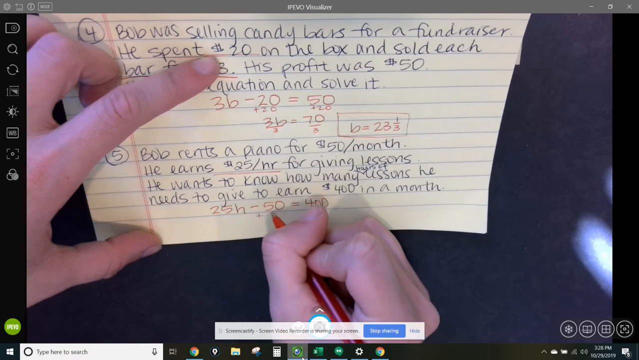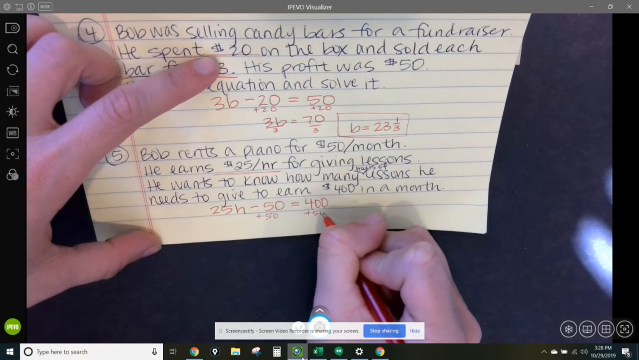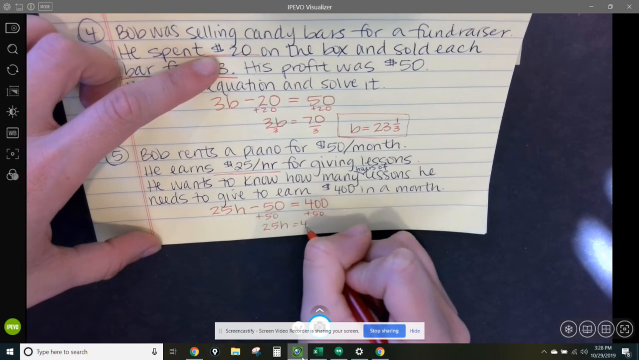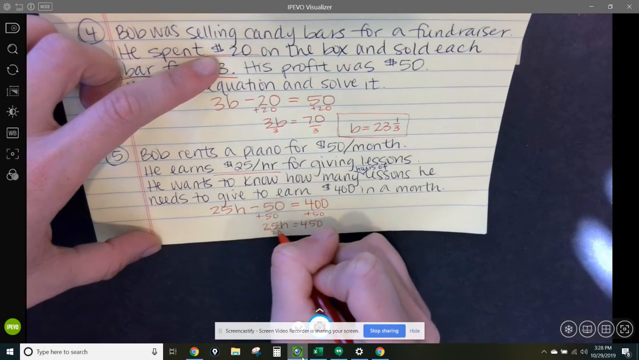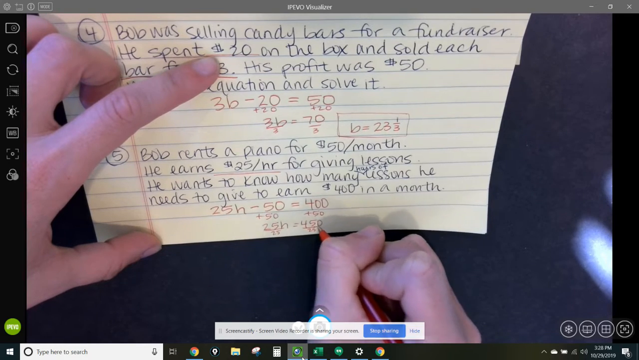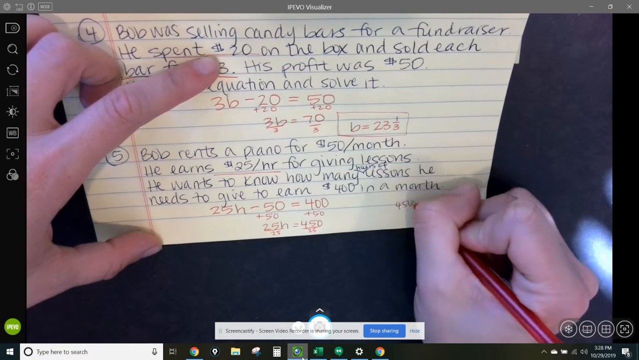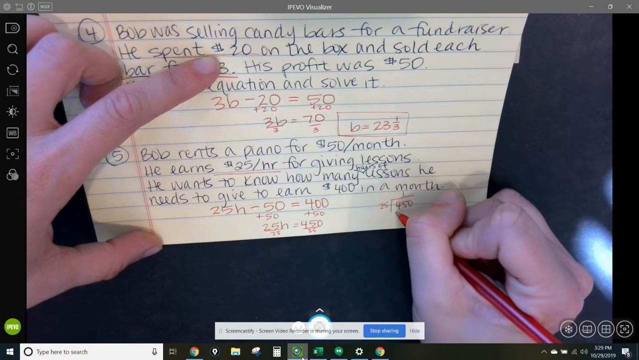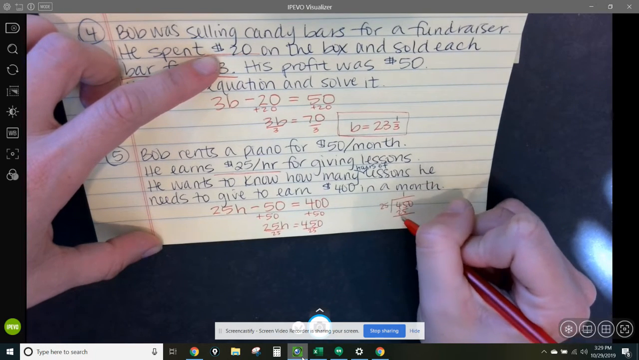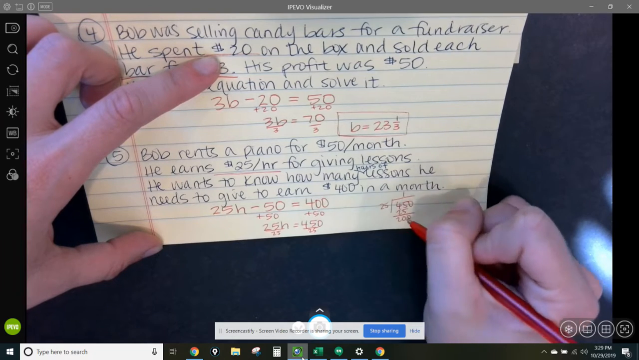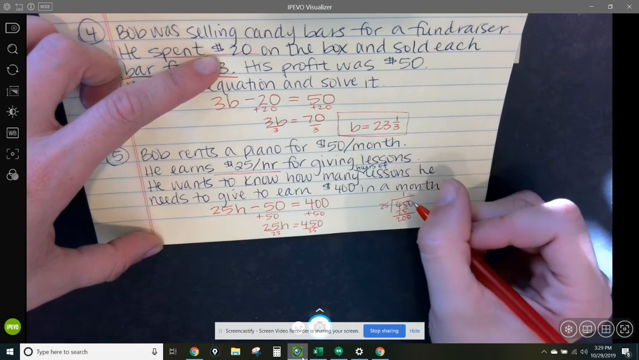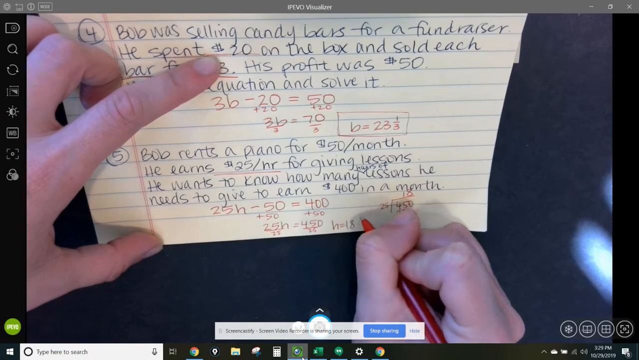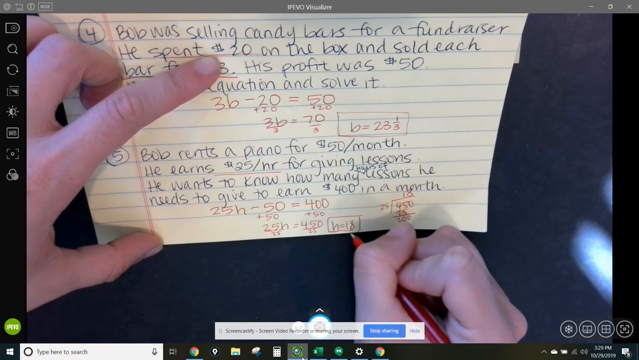So to solve this equation, I'm going to add 50 to both sides. So I have 25H equals 450. So I'm going to divide by 25. So you can do this on your calculator. I just don't have a calculator right here. So 25 goes into 45 one time. 25 goes into 200 8 times. So he needed to teach 18 hours of lessons to earn $400.